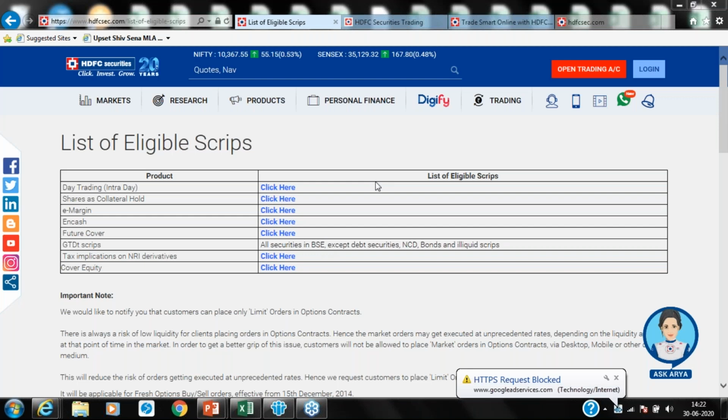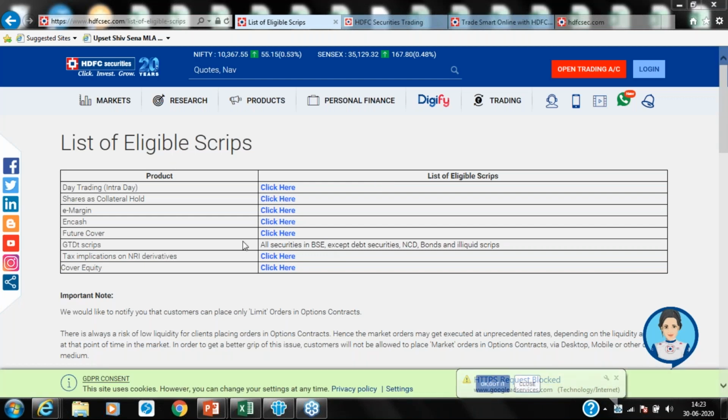Over here, you can see the cover equity and future cover. Both the options are available. If you want to check in cover equity which stocks are eligible and what margin is available, you have to click here and automatically this page will open up. It will show us the list of stocks available, mostly Nifty 50 stocks, and what margin is available. Both the options will be shown here.